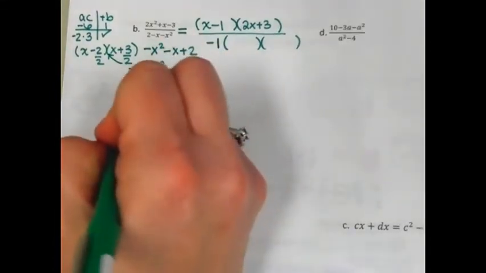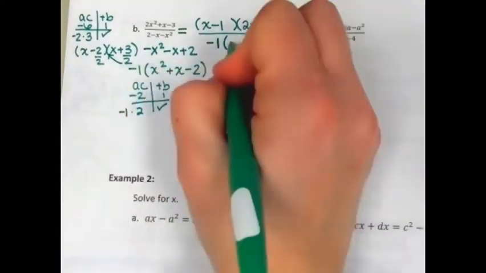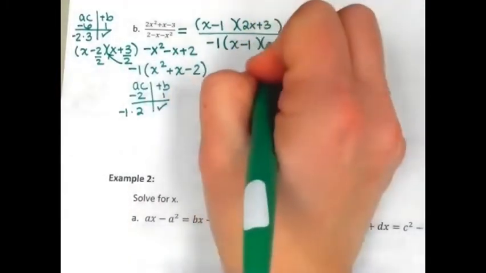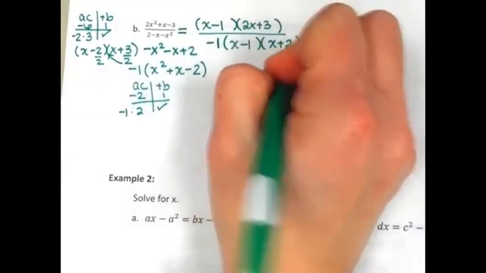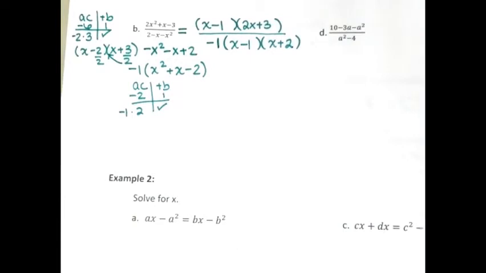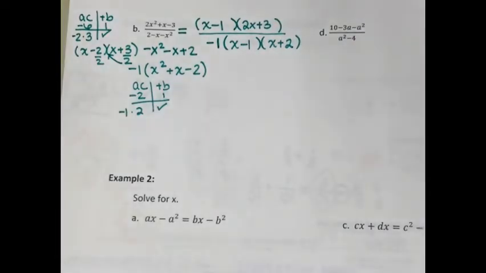-1 and a +2. Perfect. So we have x minus 1, x plus 2. And if I divide by a, isn't my a 1? And when I divide by 1, does anything change? No. Okay. So now we're factored.